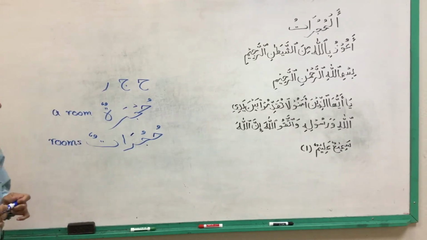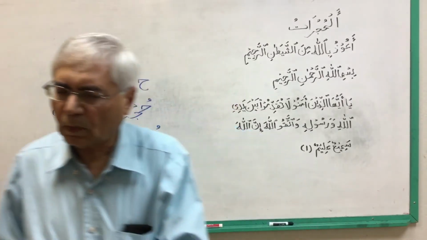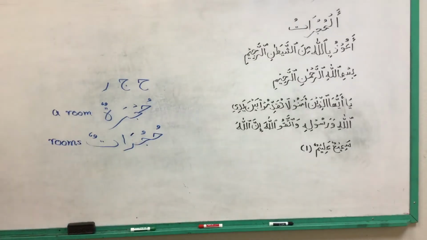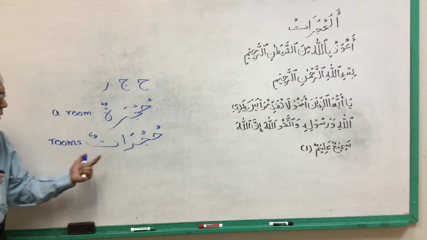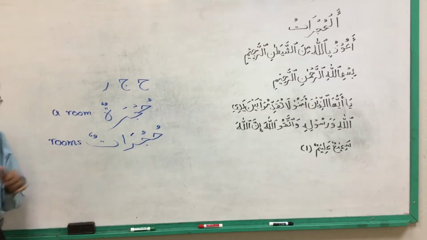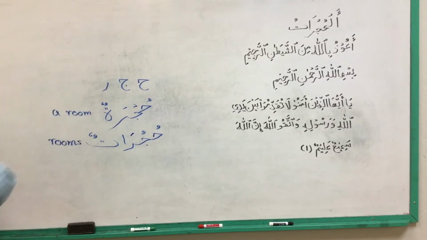Okay. So that's how plural is made, and we'll see many examples as they come. Okay, so hujuratun is one room. Hujuratun always has to have two dhammas at the end, two pesh at the end.